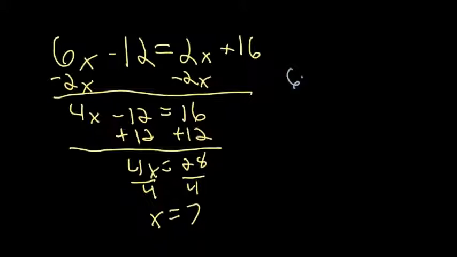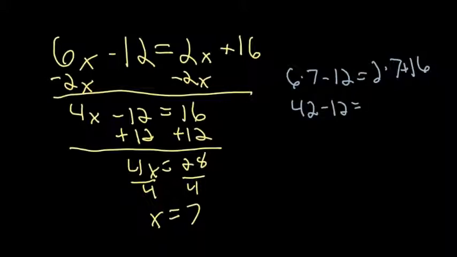Go ahead and check my work. So 6 times 7 minus 12 equals 2 times 7 plus 16. So 6 times 7 is 42 minus 12 equals 2 times 7 is 14 plus 16. 42 minus 12 gives me 30, and 14 plus 16 also gives me 30. So I got a true statement, so that one is solved correctly.